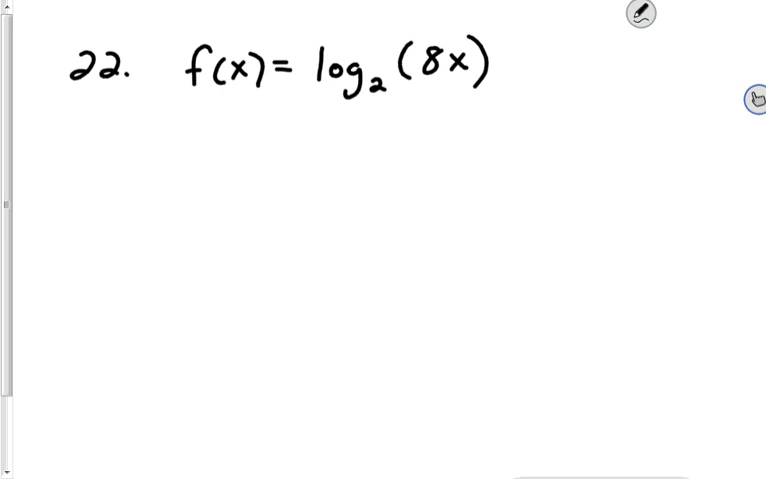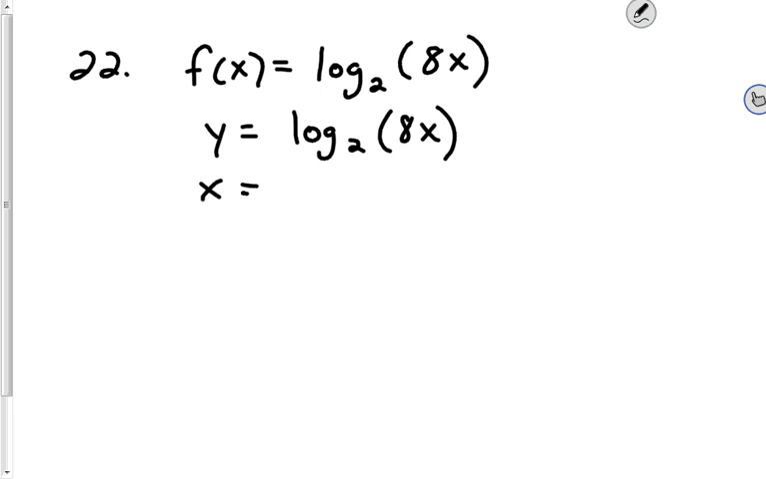All right, so number 22 from the same assignment, this is going to be a little bit easier because there isn't a lot surrounding that log base 2 of 8 of x, right? It's already isolated. Step 1, replace the f of x with a y. Step 2, switch the x and the y. Step 3, solve for y.